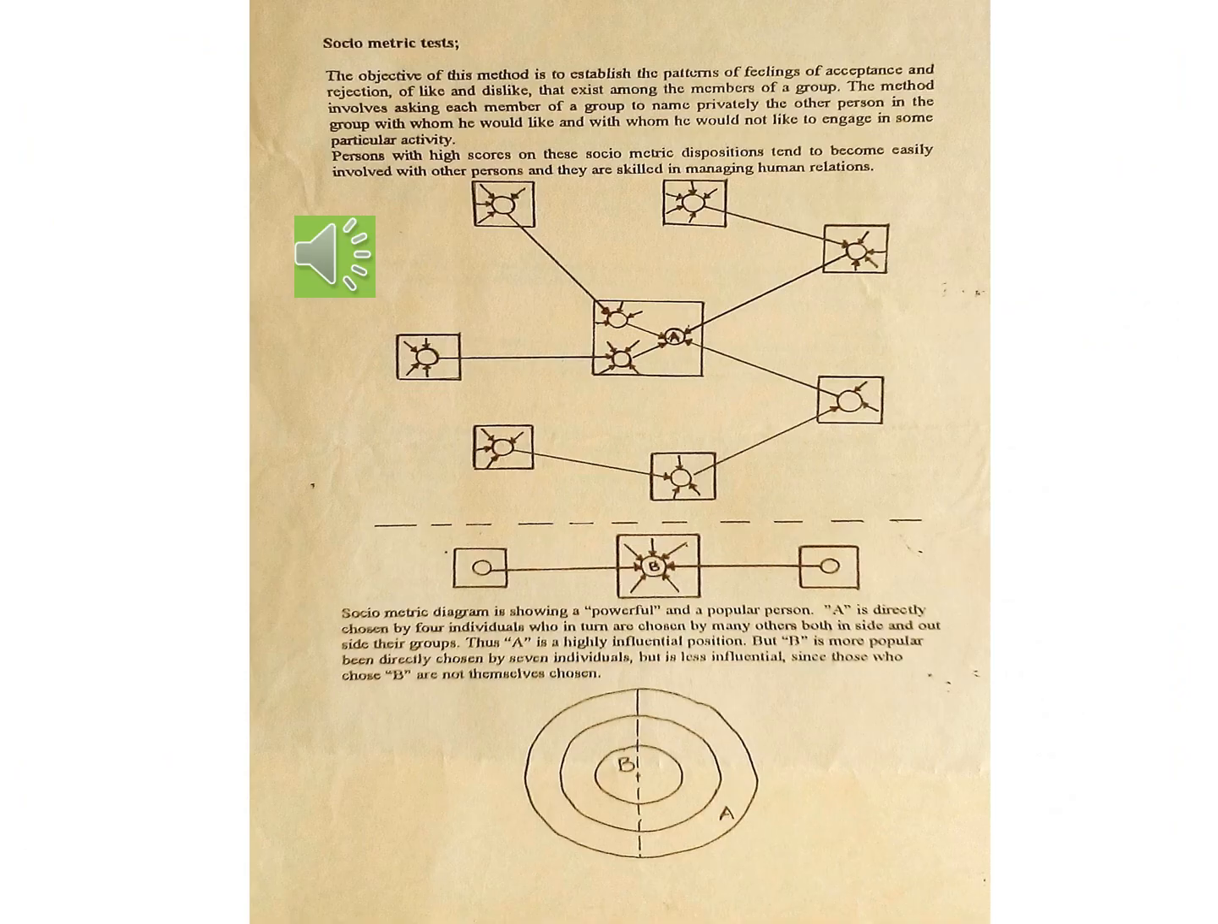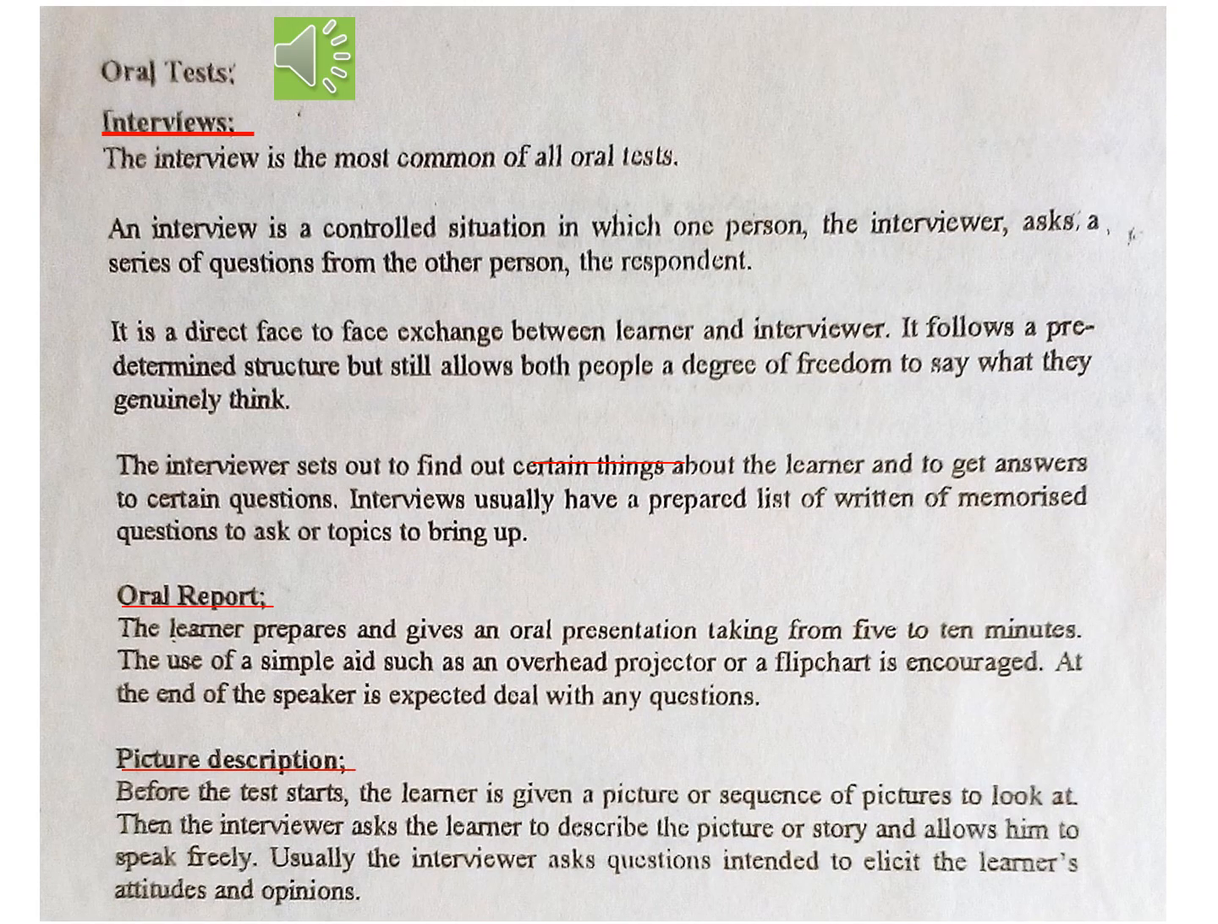Sociometric tests. These tests involve finding out one's preference, whether one likes or dislikes working with a particular person. Right? Those are preferences involved in living in society. Oral tests, these are additional notes, right? Interviews are there, then the oral report. The learner prepares and gives an oral presentation taking 5 to 10 minutes. Oral report is an oral presentation.